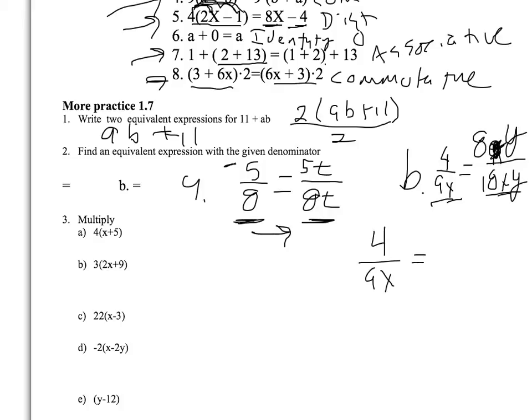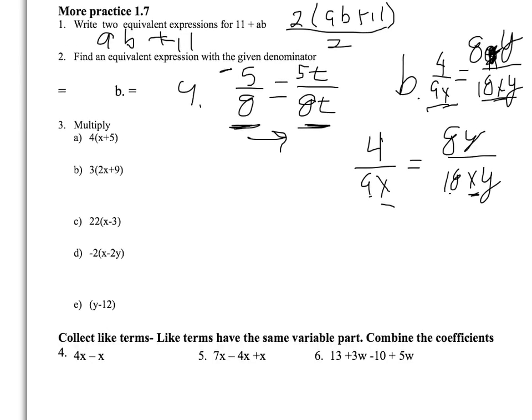If we have 4 over 9x equals something over 18xy. To get from our 9 to our 18, we need to multiply by 2. 2 times 4, 8. So we have our 8. Here, we already have the x, so we don't need an x over here, so we're good with the numerator not multiplying by x. But we're missing the y, so we have to multiply the numerator by y. So we have an 8y there. Okay, so hopefully that made some sense to you.